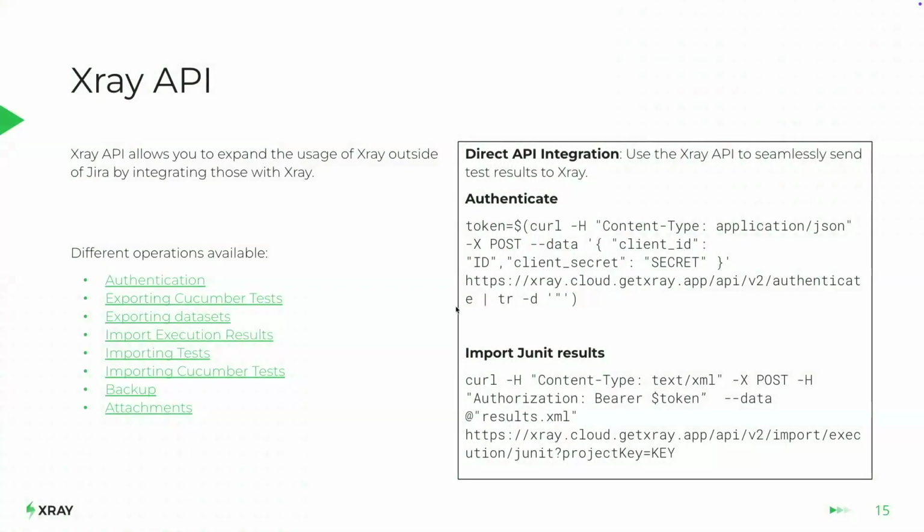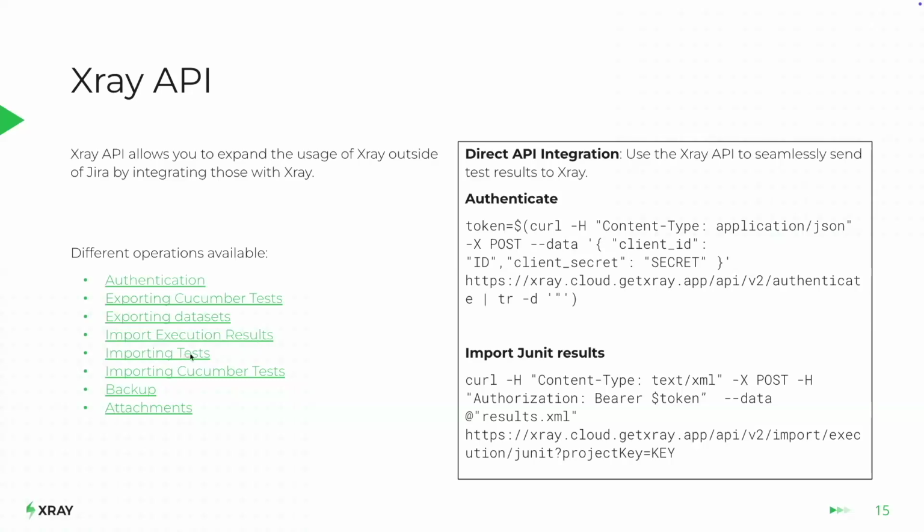Just to finalize, let me just tell you that the API does a lot more than just importing execution results. It allows you to do the authentication like I showed you, but also it will allow you to export Cucumber tests. And here it has to do with how you want to work with the Cucumber workflow. We have more detail on that in the tutorials and the documentation, so please check that out. You can export the data sets that are defined in the manual tests. You can import execution results, and this is what I've just shown you with the Playwright and Locust imports.